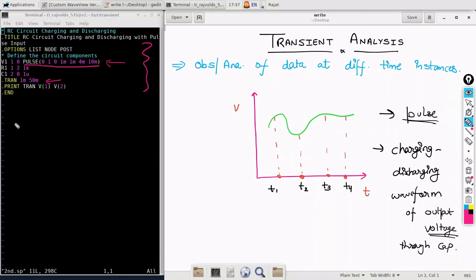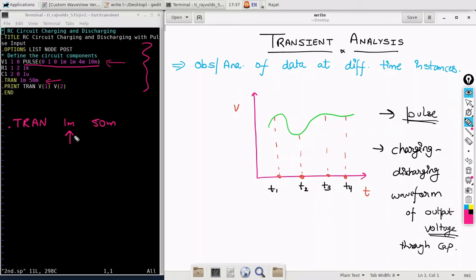Now for the .tran statement, we have .tran 1m 50m. So this .tran is obviously for the transient analysis, as we were using .dc for the DC analysis. Similarly, we are using .tran for doing the transient analysis. We have written 1m and 50m. So m here stands for milli. So it is 1 millisecond and 50 milliseconds.